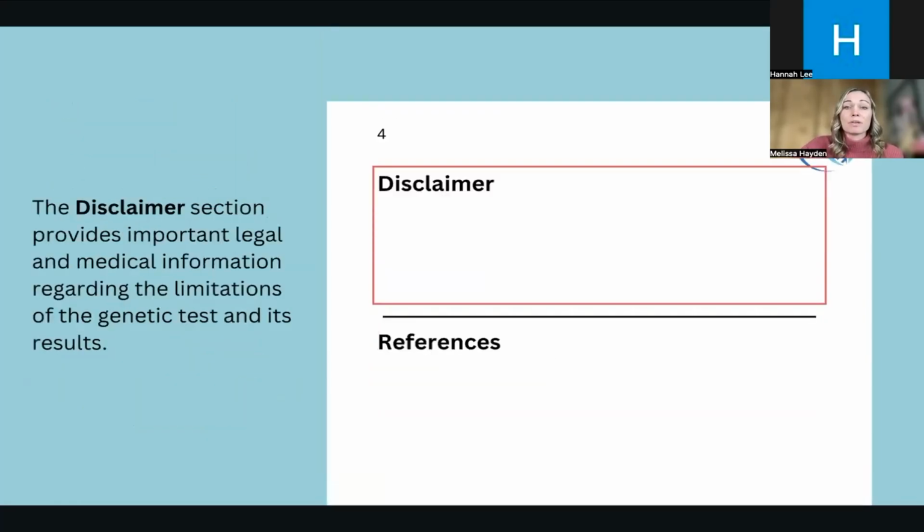The disclaimer section provides important legal and medical information regarding the limitations of the genetic test and its results. It often highlights that genetic testing is not definitive and that results should be interpreted within the broader context of a patient's clinical presentation, family history, and other diagnostic information. It may also clarify that not all genetic variants are fully understood, and new research may change how certain variants are classified. Additionally, the disclaimer may mention that the test is not designed to detect every possible genetic condition and that incidental findings may or may not be reported.